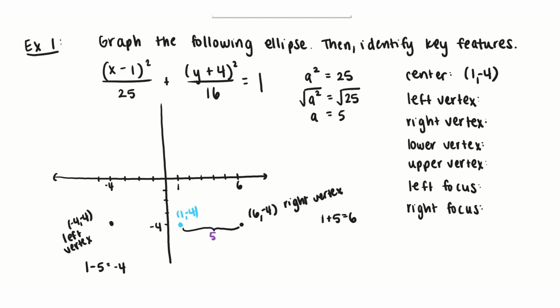Now the number under y is your b² term, so b² is 16. And then once again, if I just take the square root to both sides of this equation, then I get that b is 4. So that means that I'm just going to move up and down 4 from the center. So I'm going to go up 1, 2, 3, 4, and I get the point (1, 0). That's going to be my upper vertex.